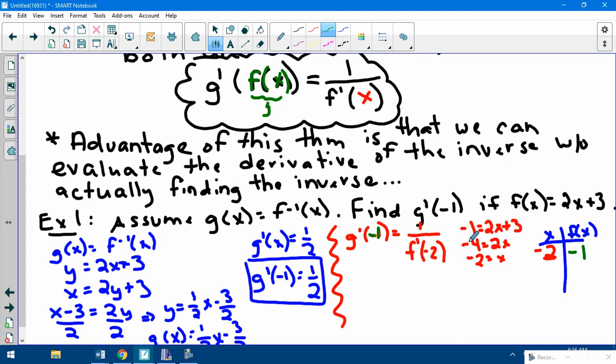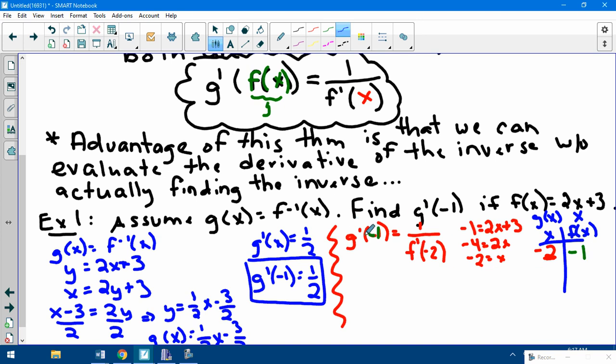Because remember, they're inverses of each other. So if I'm looking for g prime of negative 1, that's an x value of the inverse function. So it's kind of like this negative 1 is the x value that I'm looking for, sure, but in the original function it was the y value. Does that make sense? Tricky.